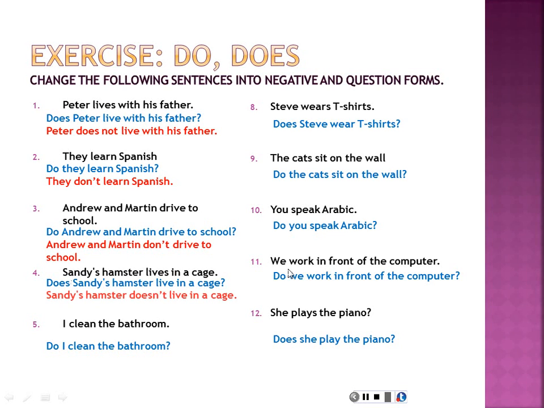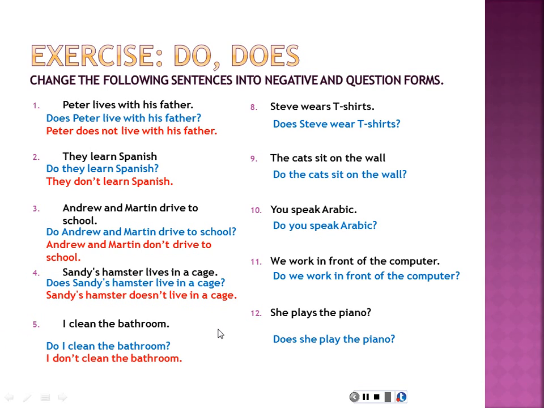Number 4, Sandy's hamster doesn't live in a cage. Sandy's hamster doesn't live in a cage. So here again we added does not before the verb and we deleted the s.